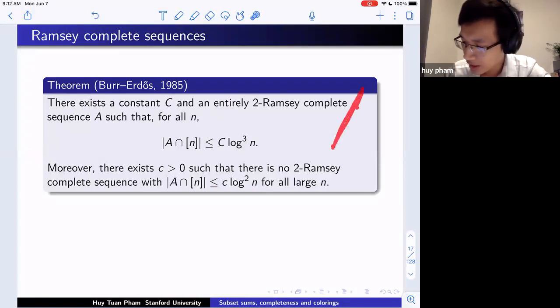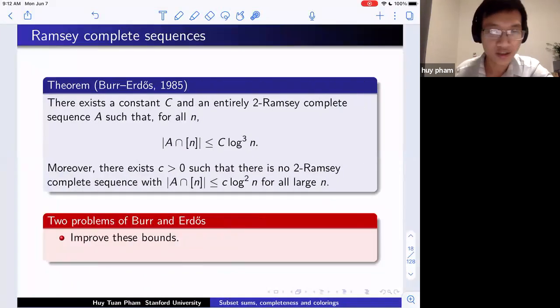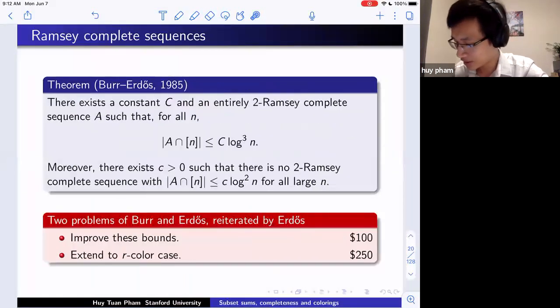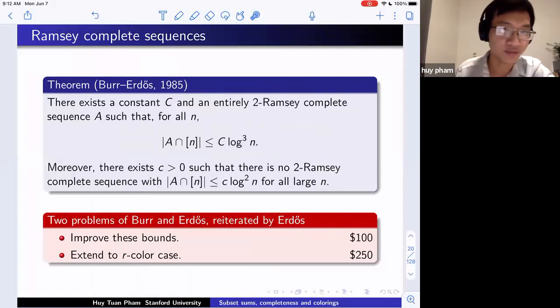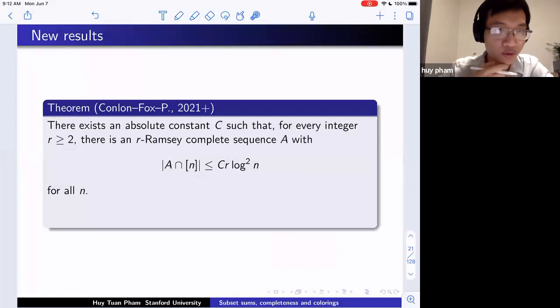Their construction is an explicit construction, playing around with powers of 2, and it doesn't generalize to more than 2 colors. So in the paper, they pose 2 questions. The first question is to improve those bounds to see what's the right order. And the second question is to extend to the R color case. And Erdős later reiterated those 2 questions, and he even offered prize money for those. And so in our paper, we completely resolved the 2 questions.